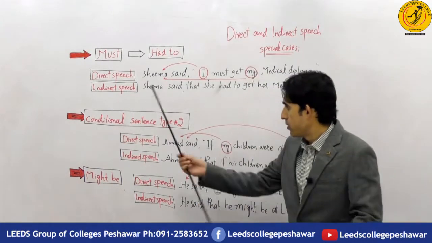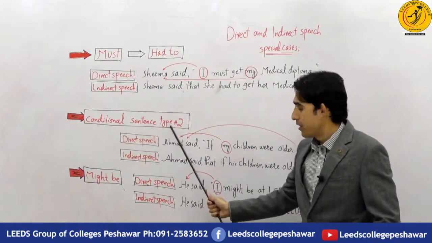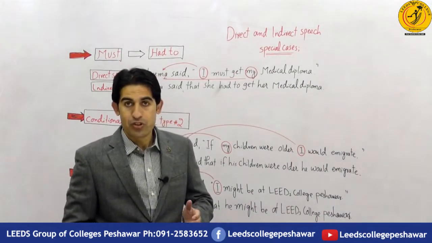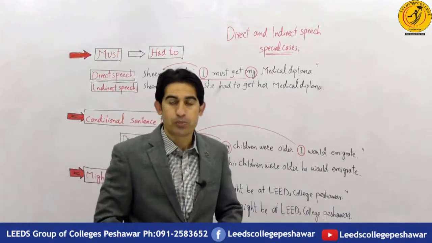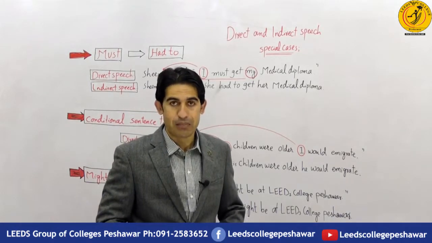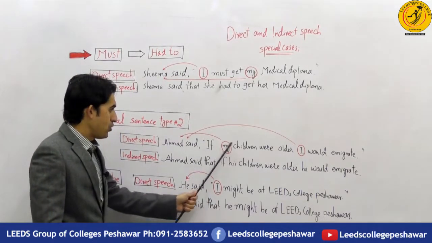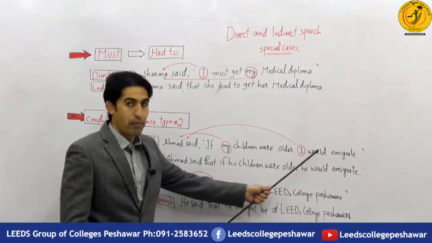The second case is conditional sentence type 2. Keep in mind that conditional sentence type 2 doesn't change. I mean the back shift in the reported speech will remain the same. We have a case, the direct speech: Ahmad said, if my children were older, I would emigrate.